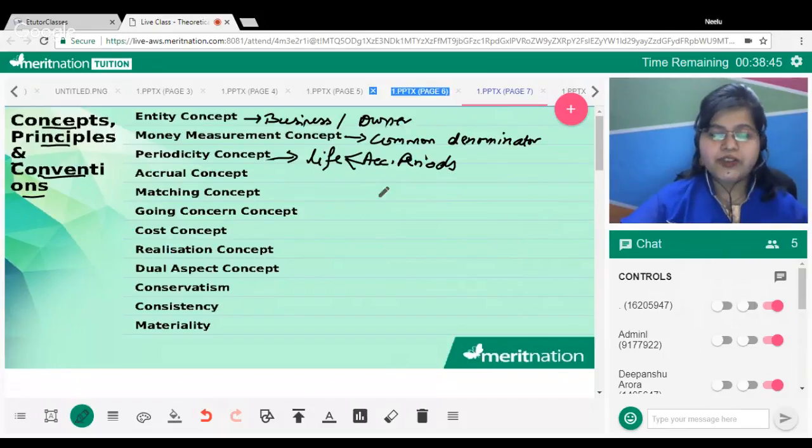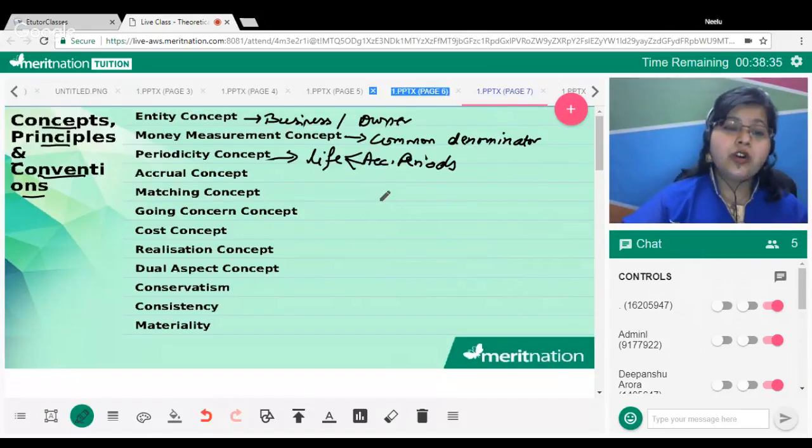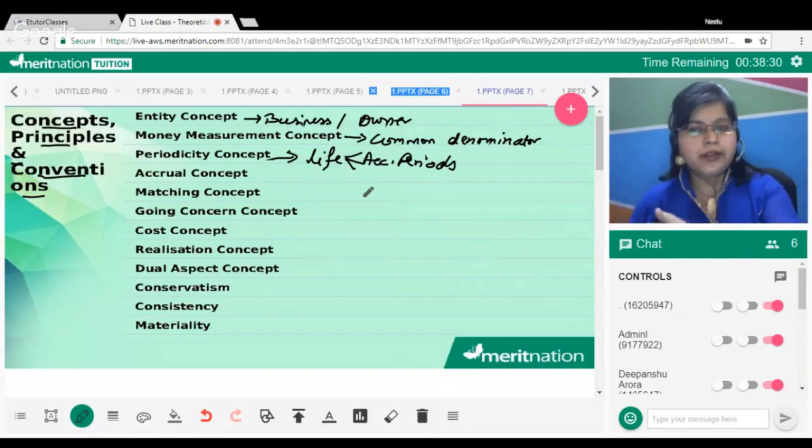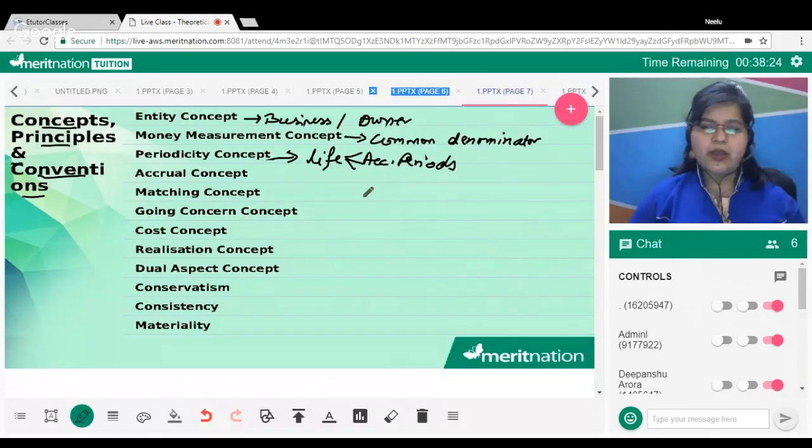However, businesses which are on a very large scale may also want to make their financial results available after every 6 months or even after every quarter, that is every 3 months. So if you're saying quarters or half years or years, what we are doing is we are making our results for a specific period of time, and then we are going ahead.